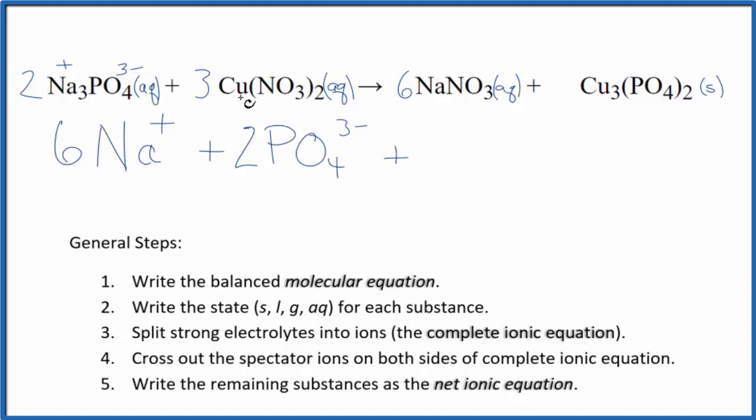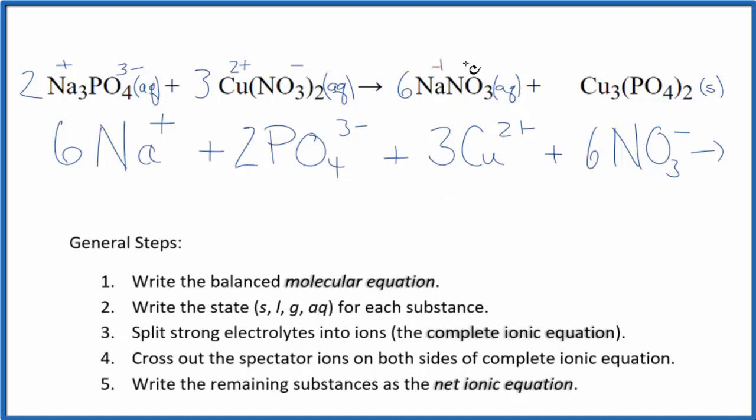And then copper, this is a transition metal. We really have to look at what it's bonded to figure out its ionic charge. Nitrate, the whole thing is always 1 minus. So we have 2 minus, which means the copper has to be 2 plus. And then we have 2 nitrates times the 3, so 6 of those nitrate ions. And those are the reactants in our ionic equation.